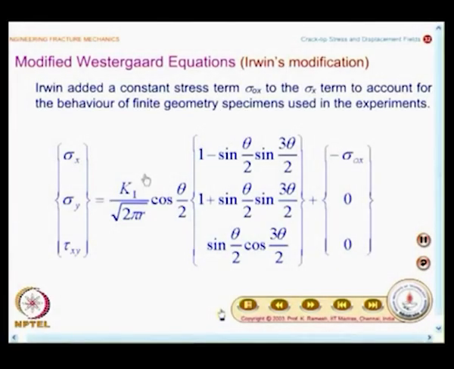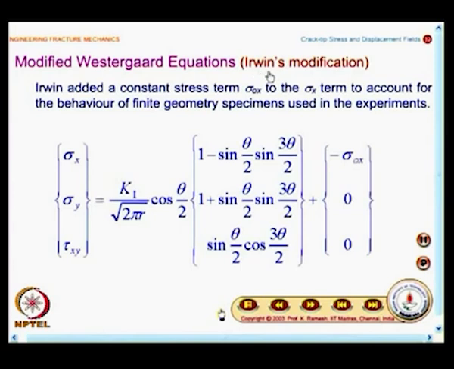In the last class, we had developed the stress field equations, and particularly we saw the stress field in the very near vicinity of the crack tip. We have seen the solution by Westergaard. We also saw certain modifications on the Westergaard solution, and one of the important modifications is the modification by Irwin.